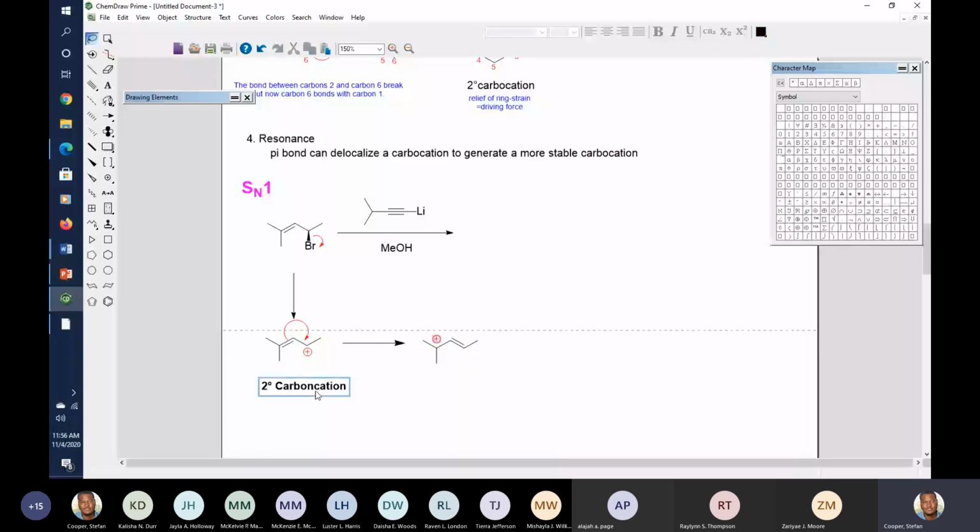So I made a mistake here. This is secondary, but also what? This is a secondary allylic carbon cation. And over here on the right, this is what type? Benzylic. Oh, this is tertiary allylic. Oh, I need that phenyl ring to be benzylic. Yeah, you need a phenyl ring, right? You need this ring.